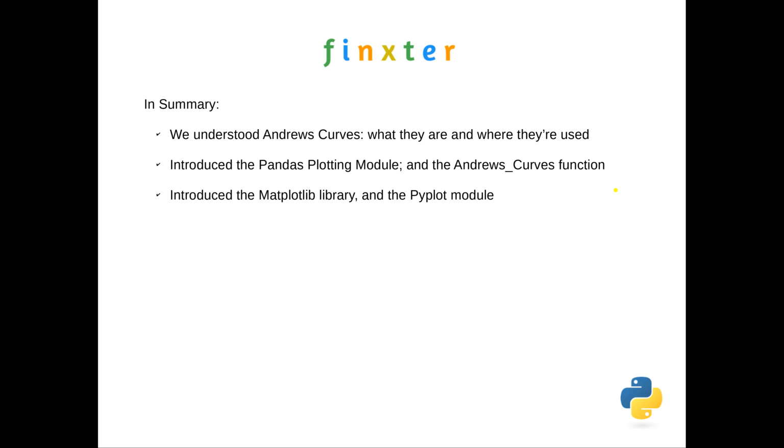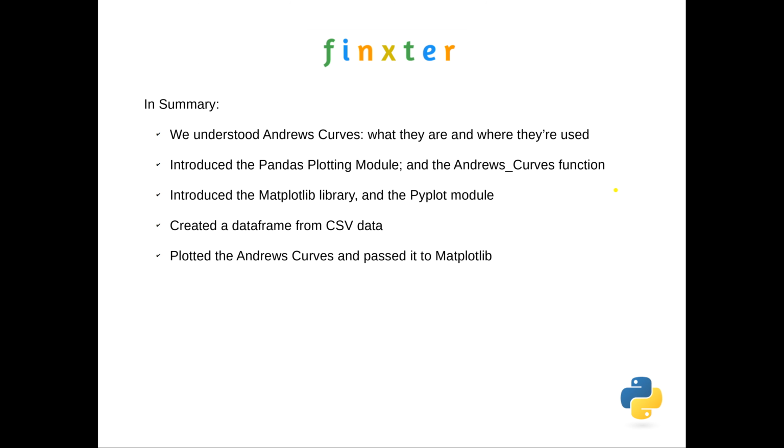We introduced the matplotlib library and the pyplot module, and you understand that we used three of the functions in that module. There are something like 150 odd functions for you to choose from, so you can customize your graphs quite nicely. And created a data frame from CSV data using the Pandas read CSV function. Then we plotted the Andrews curves, passed it to matplotlib, and used the matplotlib pyplot module to output the resulting graph. So it's quite a simple process.